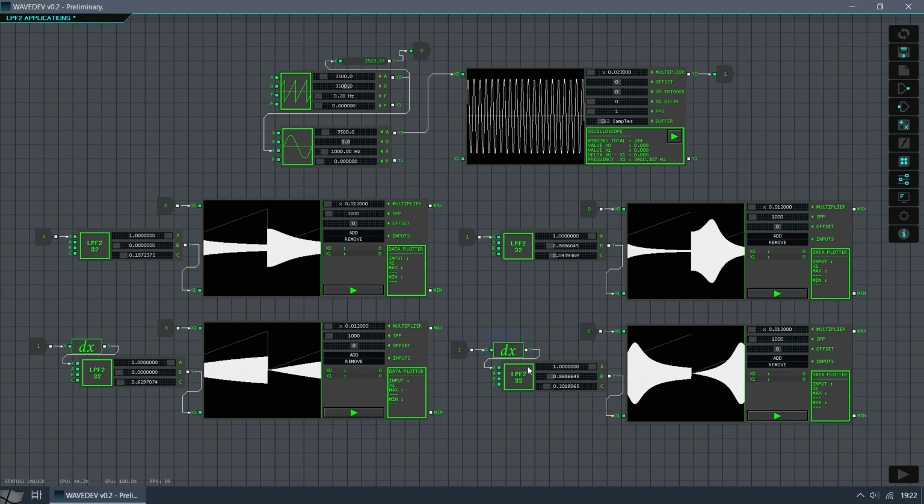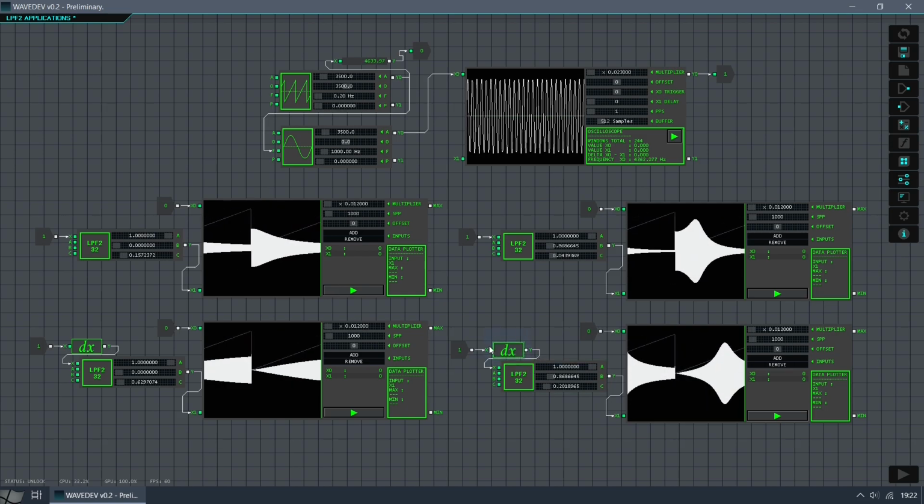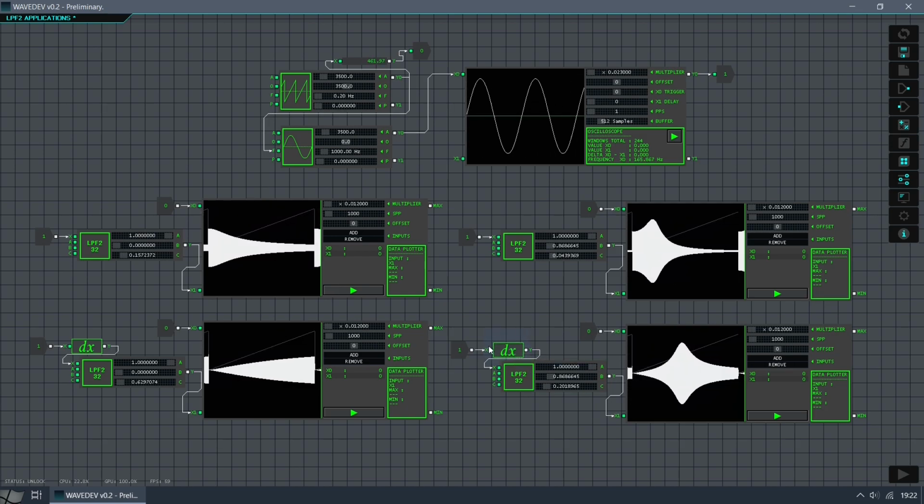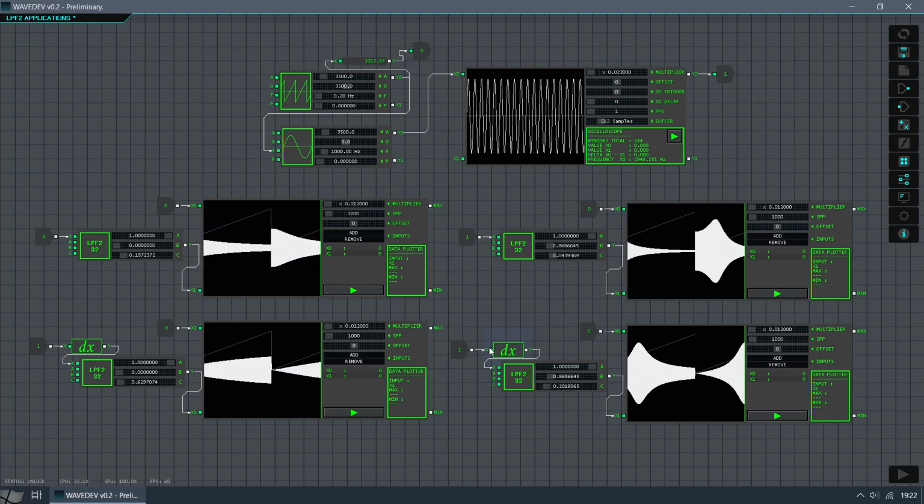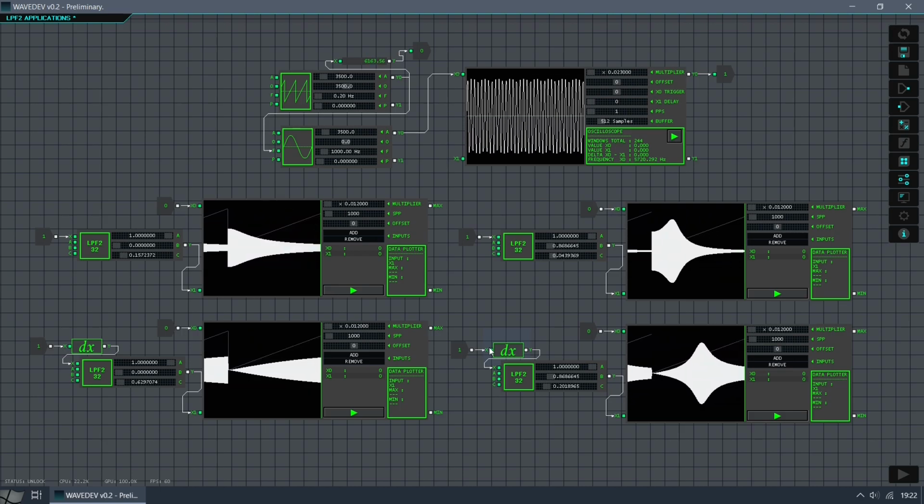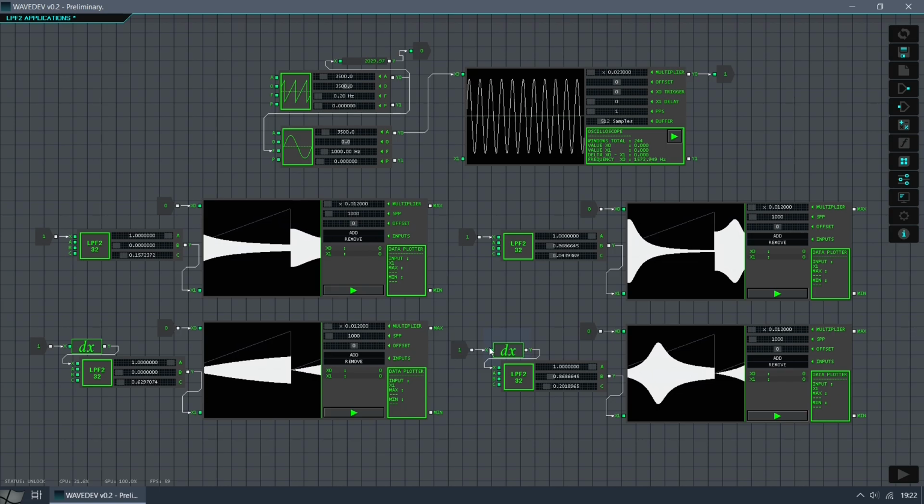The derivative block is just a subtraction between what is currently entered through this node and what was entered in the previous processing cycle. So computationally, it does not consume any resources.